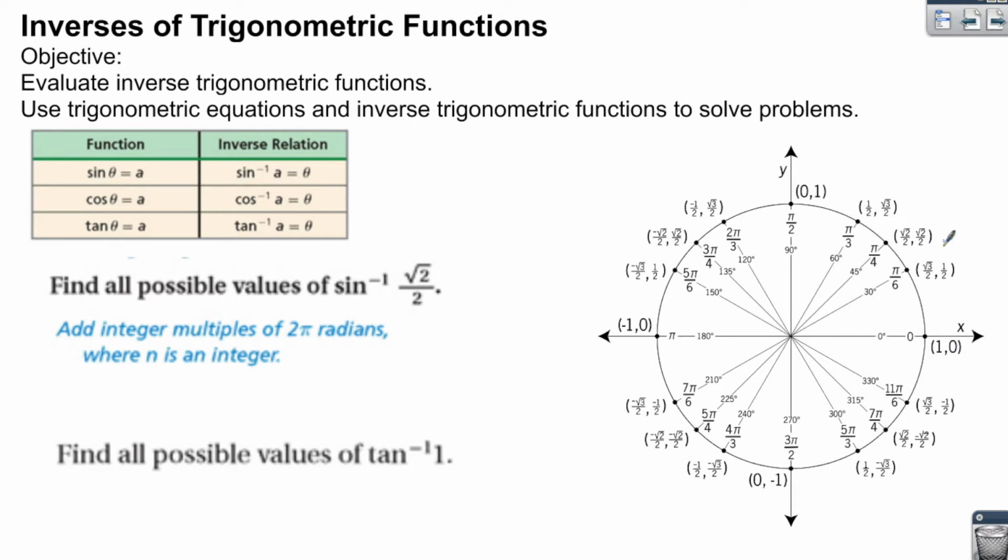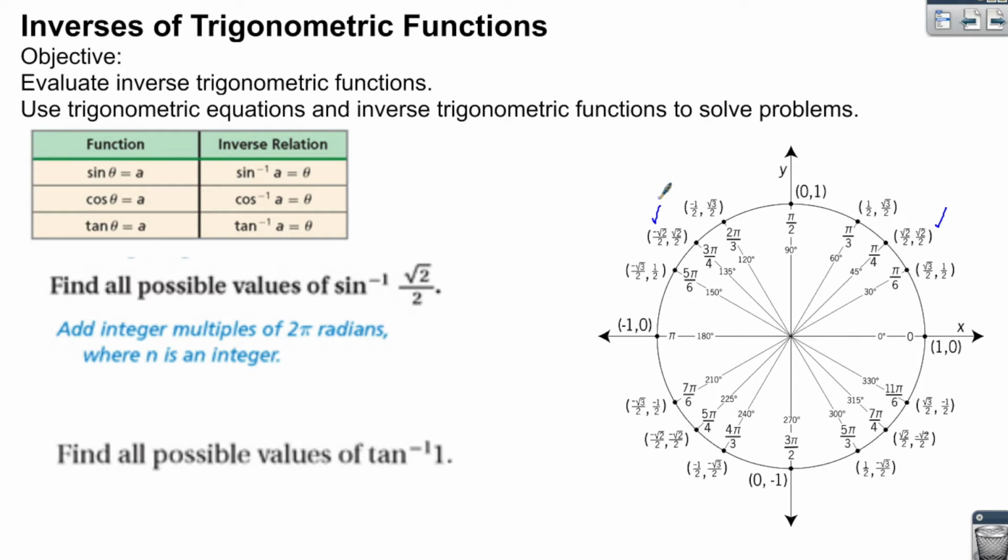We're looking for positive. Take note, the sine needs to be positive. So we found pi over 4. Keep looking around, look for the y coordinate. The y coordinate here is also positive. So you can actually limit this.